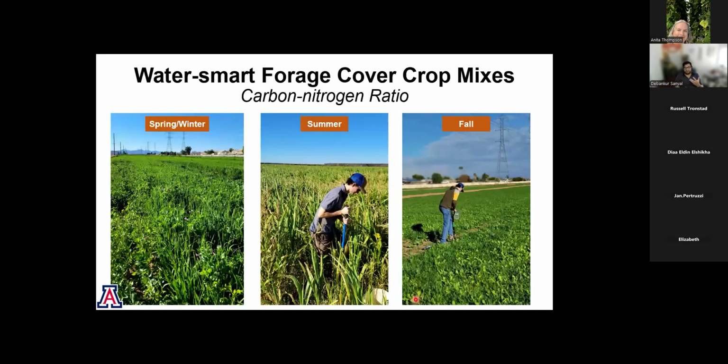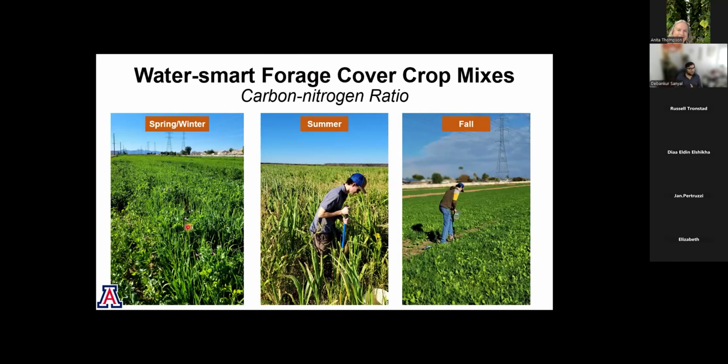So we started looking at different mixes, and I deployed my team. We started measuring. Mostly, we are a soil health lab, so mostly we were measuring the soil health part of it, like how we're improving the soil. But secondly, my other intention was the forage part of it. So I've been looking into forage quality, and I will show you some data.